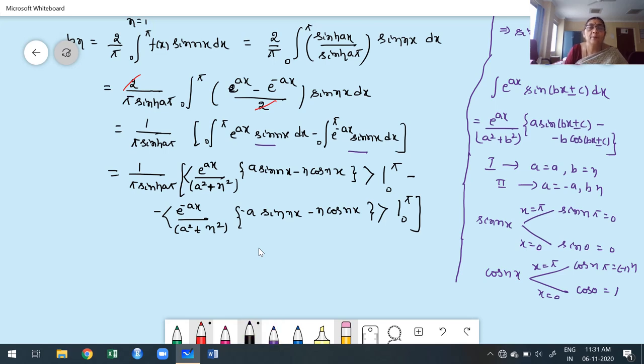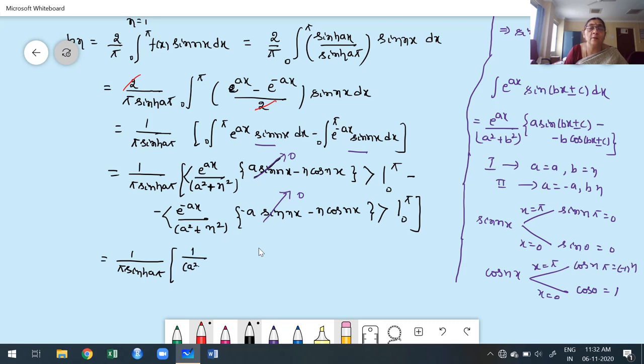In the next step, 1 by pi into sine hyperbolic a pi of. Now observe carefully. For sine nx, the upper and lower limit values are 0, so it is not necessary to apply the limit for the function a into sine nx. These two terms must be 0, as already verified. We only apply the limit to those terms having the cosine function. Now keep the constant.